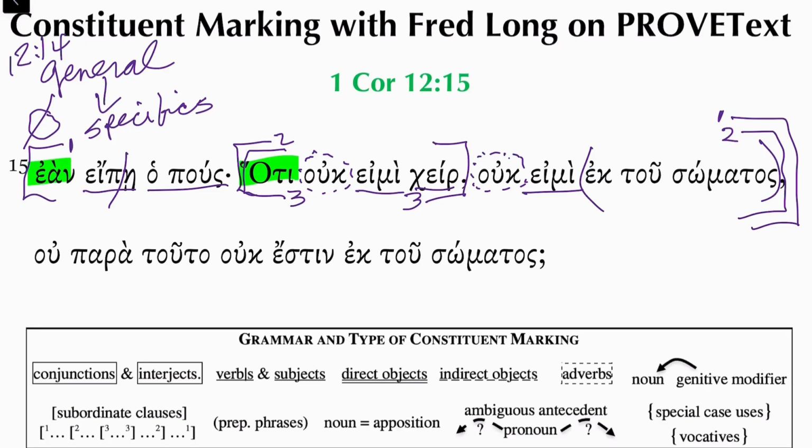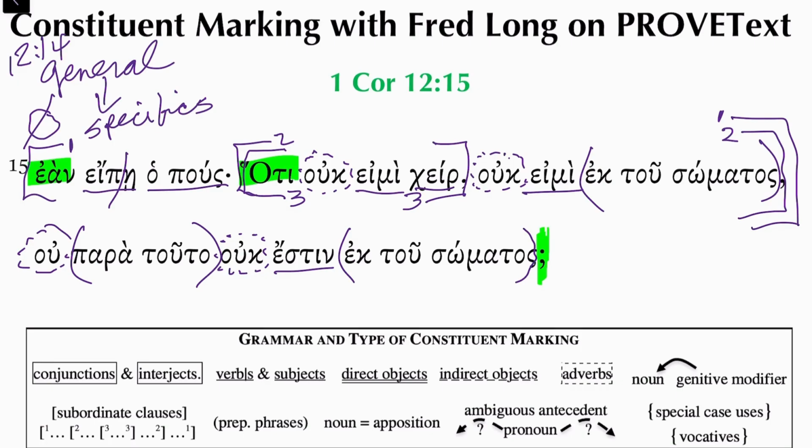Then we have ouk para touto. So the ou is negating the para touto, and then you have an ouk estin. So those are single underlined. The estin is single underlined. The ouk again is dotted, boxed, or circled. And then you have an ek tou somatos, prepositional phrase. And then you have what appears to be a question mark, a semicolon at the end there.